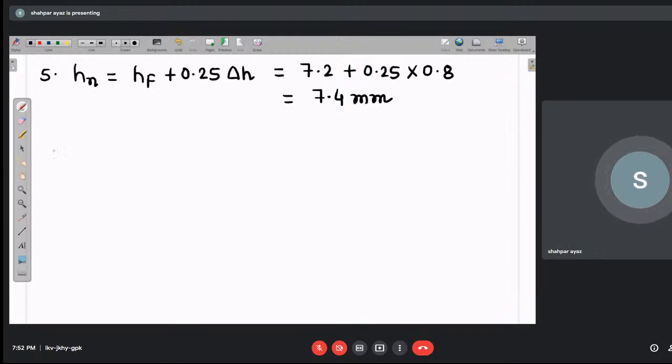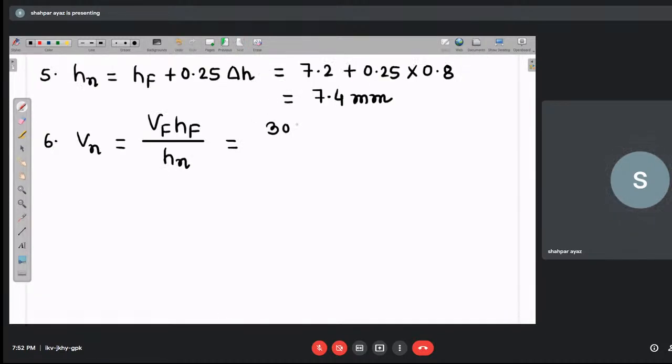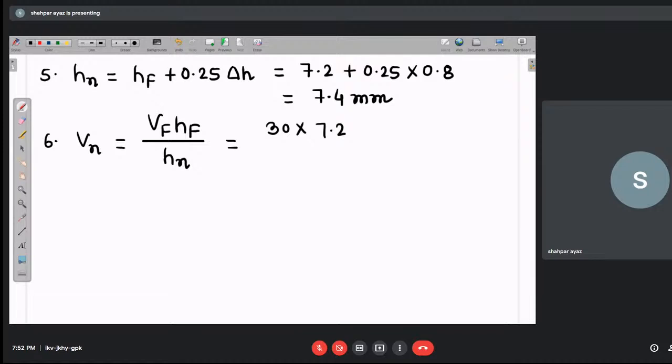Once we got hn, now we know very well that Vn, velocity of the billet at neutral plane, is equal to Vf Hf, because exit velocity is given. That's why I'm using this equation. If inlet velocity were given, we would have used initial V and initial H here. So Vf is 30 meter per minute, Hf is 7.2 and hn is 7.4.